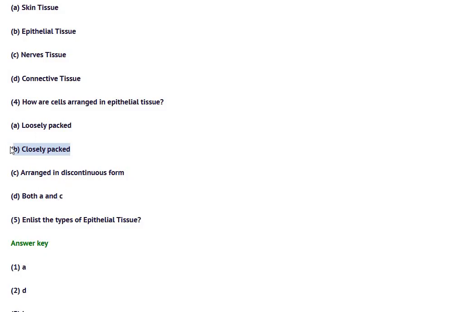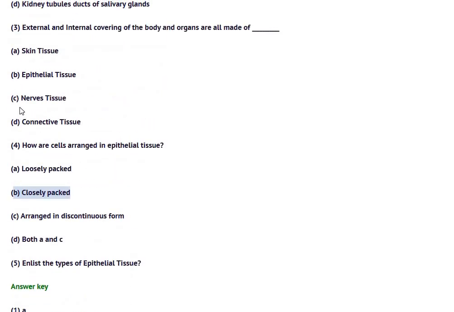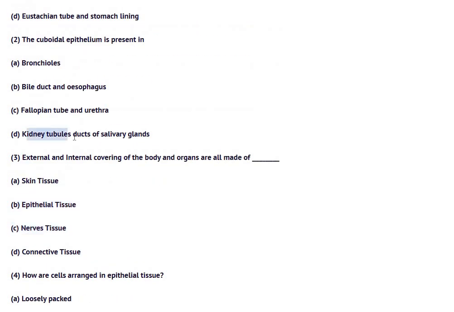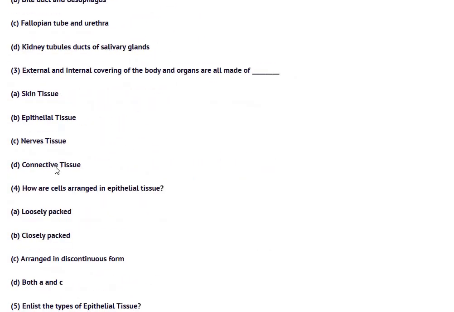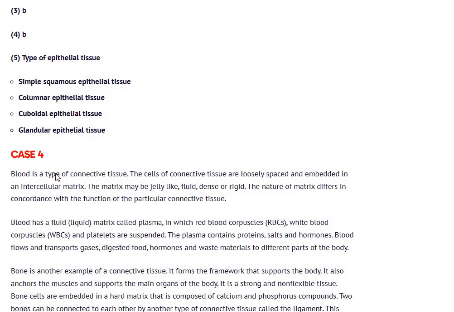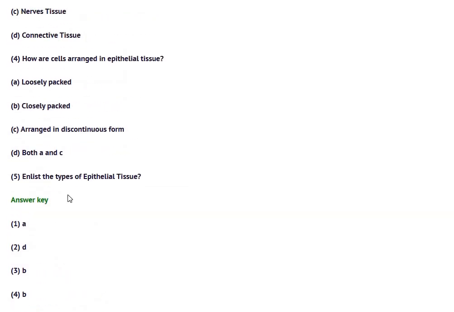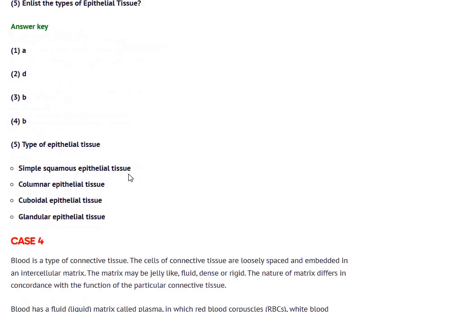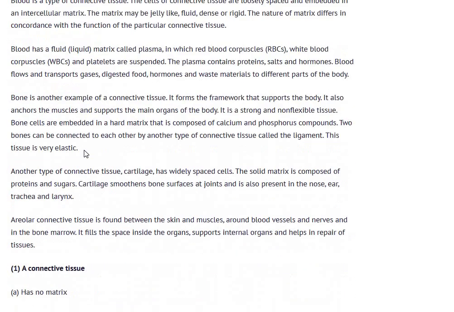So what should be the answer? Closely packed. So is it correct? Option B, option B, option D, option A. Yeah, correct. And what was the last question? Name the types of epithelial tissue. So, see, simple squamous epithelium, columnar ciliated epithelium, glandular epithelium, cuboidal epithelium.